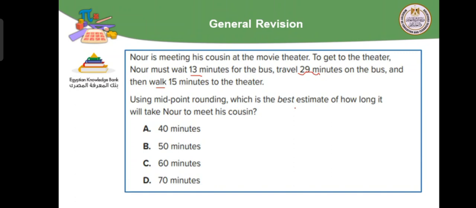Yeah, 13 will be 10, 29 will be 30, and 15 will be 20. So if I add all of them, because first he waits 13, then travels 29, then walks to the theater 15. So the correct one is 60.